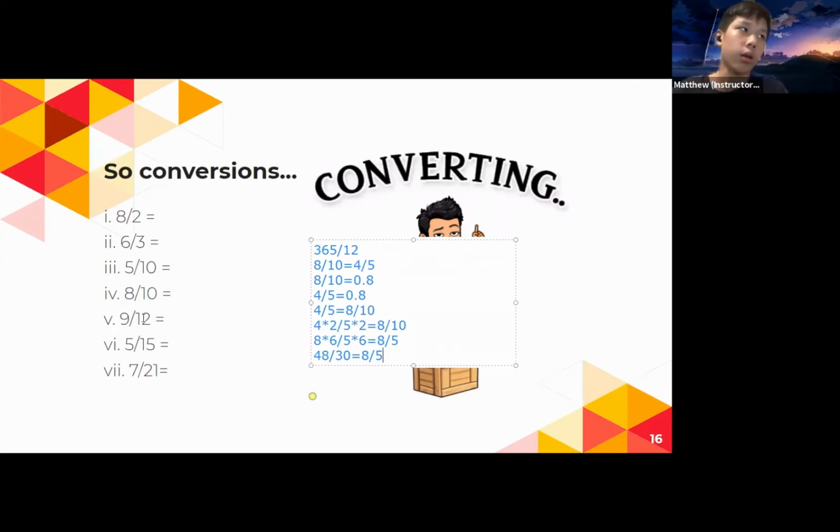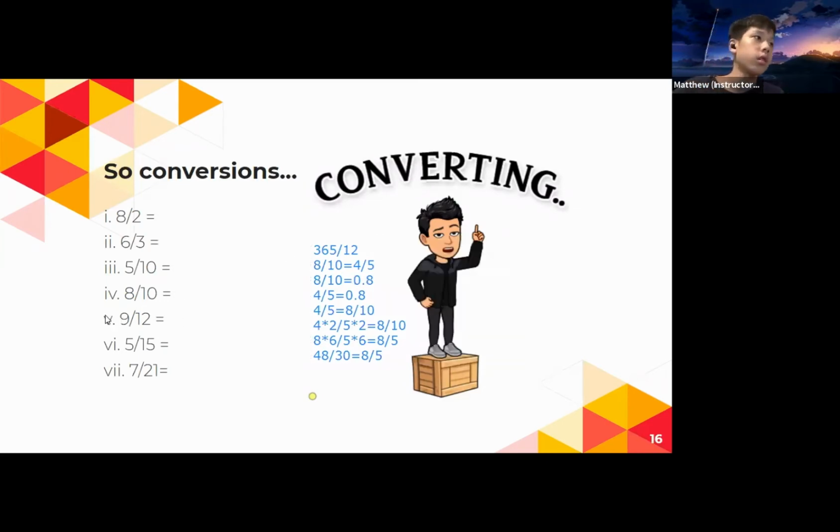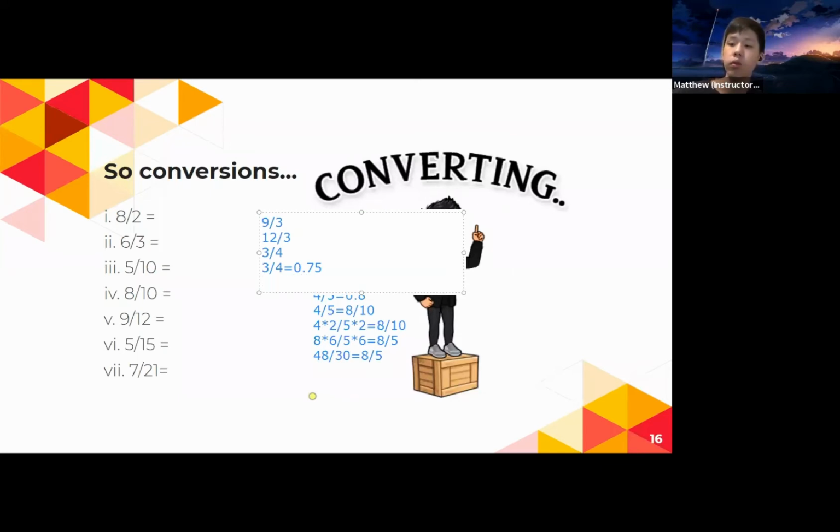So, for example, this next problem. 9 over 12. A simplified fraction would be to divide both by 3, because 9 is divisible by 3 and so is 12. 9 divided by 3 is 3. 12 divided by 3 is 4. So the equivalent fraction will be 3 over 4. If you want to check your work, 3 over 4 is equal to 0.75, while 9 over 12 is equal to 0.75. Do you now understand what I'm trying to talk about?